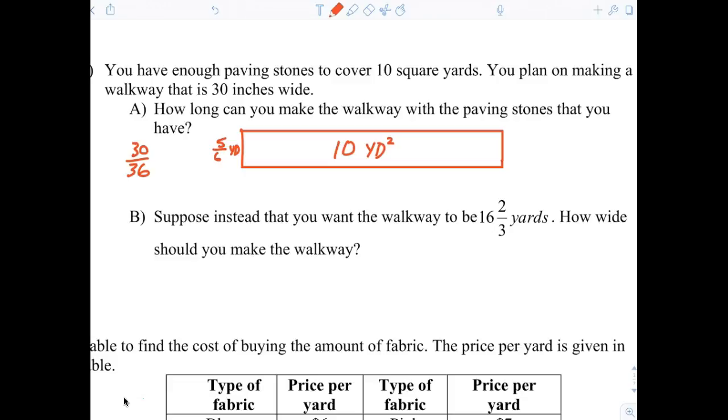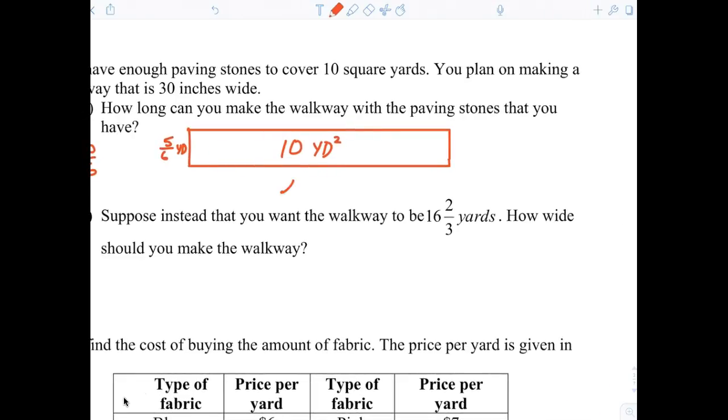Okay. So now I'm trying to find the length, how long it could be. Now we said yesterday that area is equal to length times width. And what was our area again? Hello guys, what's our area? What's the area of the shape that I just have? It's 10. The area is 10. How do I know it's 10? Because it tells you it's 10.